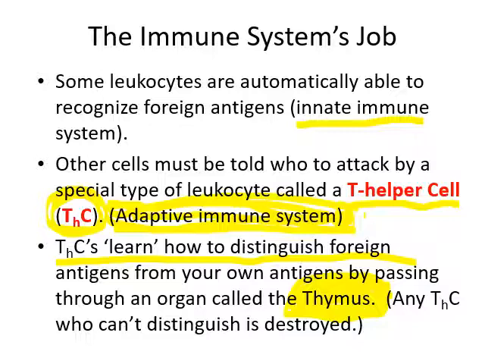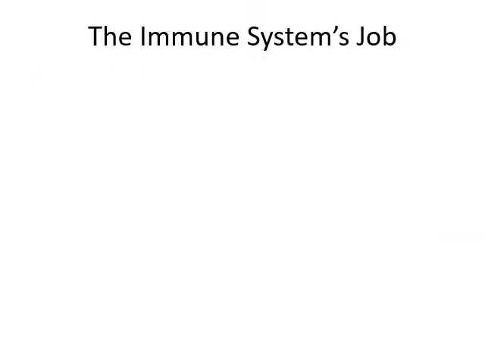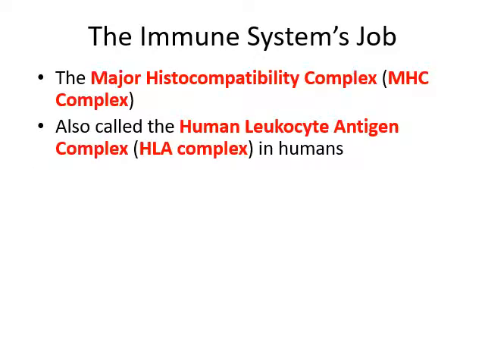So the thymus is important in making sure that the T helper cells are able to recognize foreign antigens from your proteins, and it does this through a selection process. All right, what is it about your proteins that the T helper cells are recognizing?